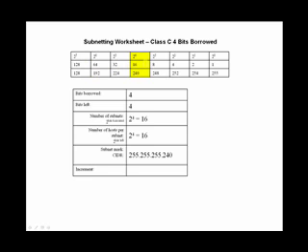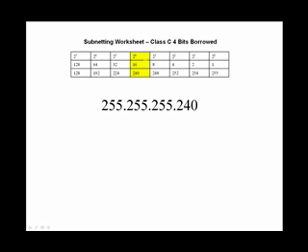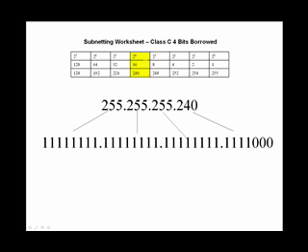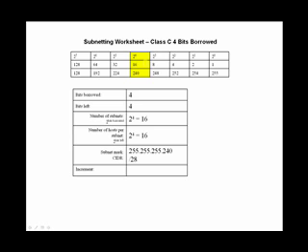The CIDR number is going to be just the number of bits counted. So I'm going to take the subnet mask, 255, 255, 255, 240, expand that into binary, and then just count the number of bits. And again, I'm going to use my shortcut: 8 times 3 is 24, plus the number of bits that I borrowed. That's going to give me a CIDR number of 28. The increment again from the table is going to be 16.